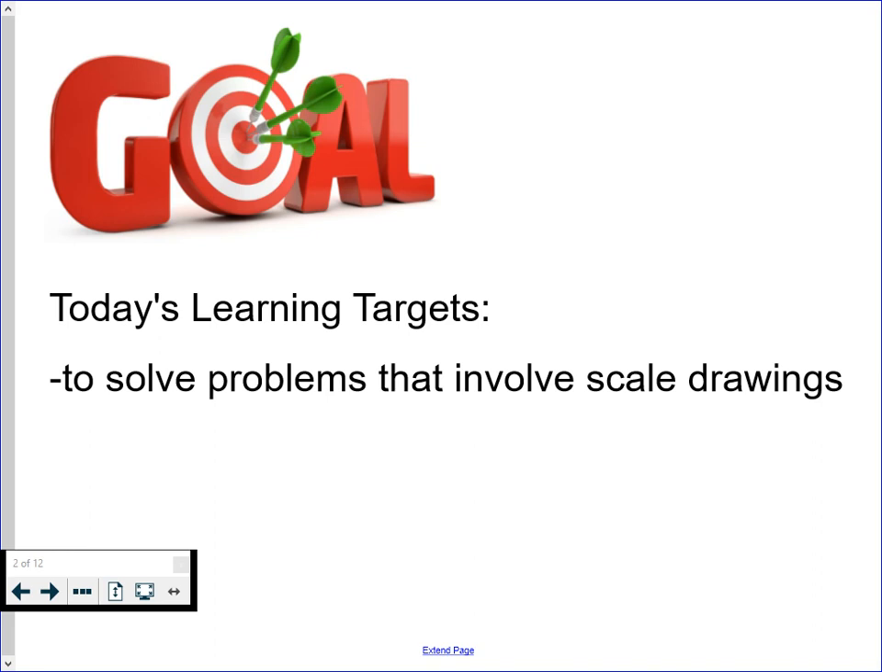Today, I can write and solve problems that involve scale drawings. Again, I hope you hear that and think, what is she talking about? Because that's the exact reason that you came today.